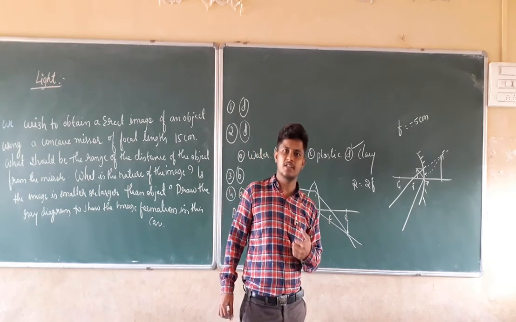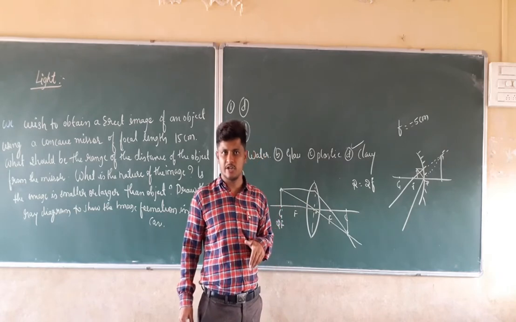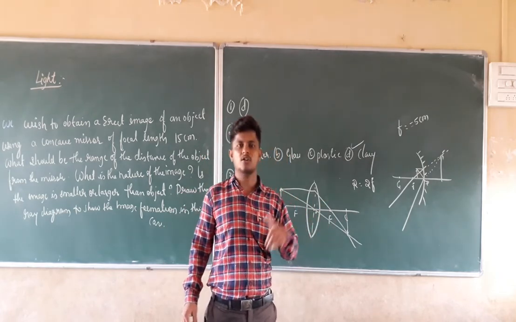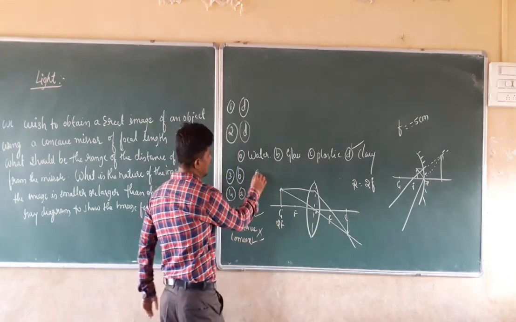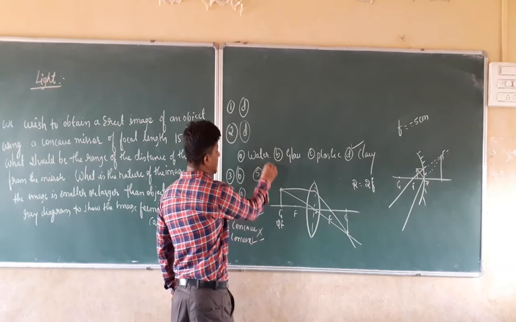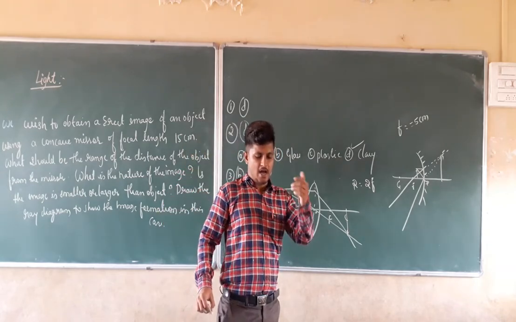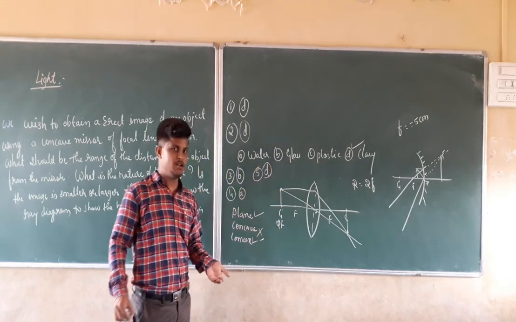The second option is concave mirror. It is wrong. The third option is convex mirror. It is also right. The last option is either plane or convex mirror. So the answer for the fifth question will be D. Why D? The D option is either plane or convex mirror.